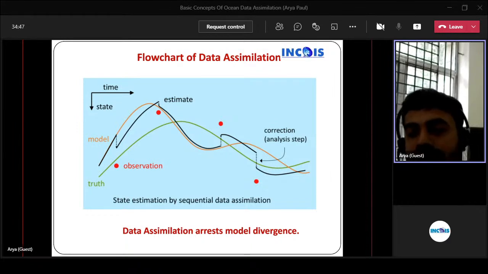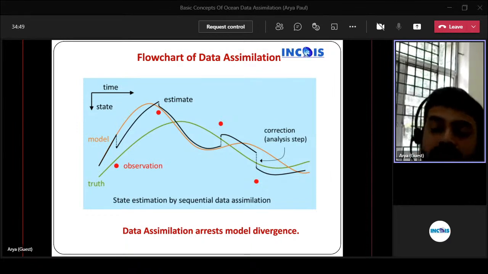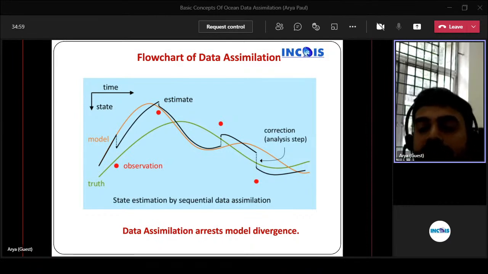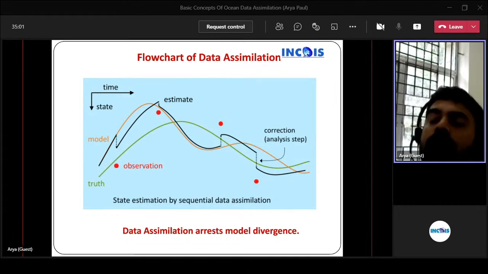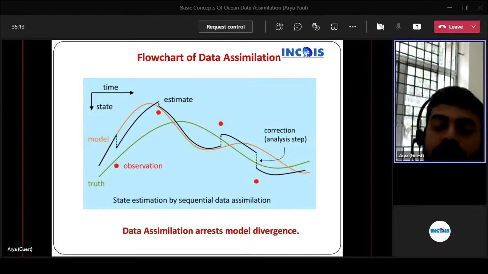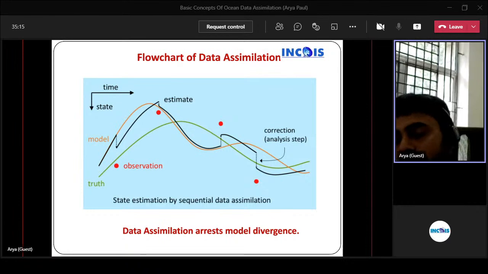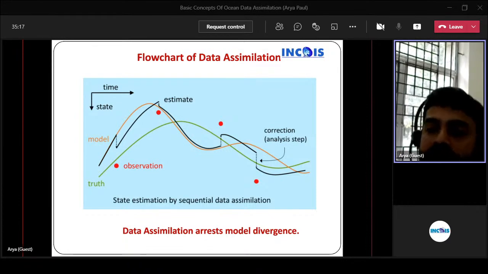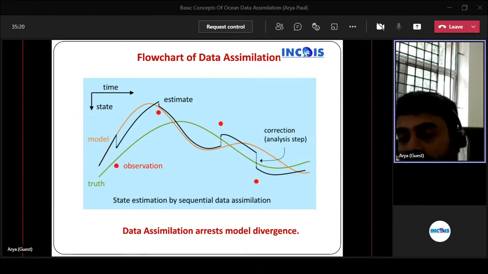However, after a certain time, you have observations. These red dots represent observations. The solid orange line that you see is the model if you do not do anything to it, and the green solid line is the truth. If you do not correct the model, then the model drifts away, sometimes comes close to the truth, and again drifts away. Things like this keep on happening.